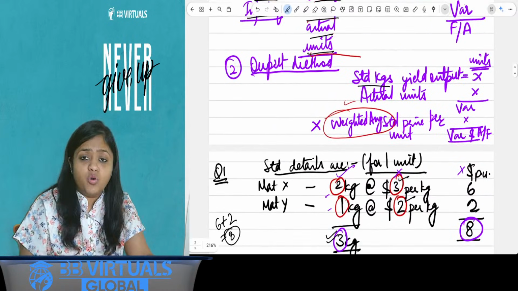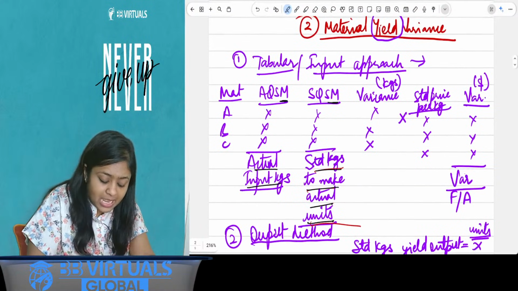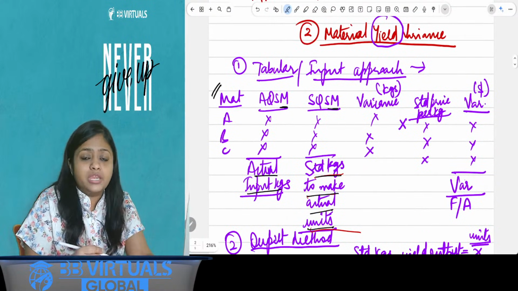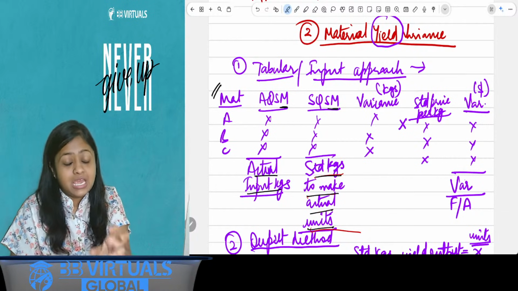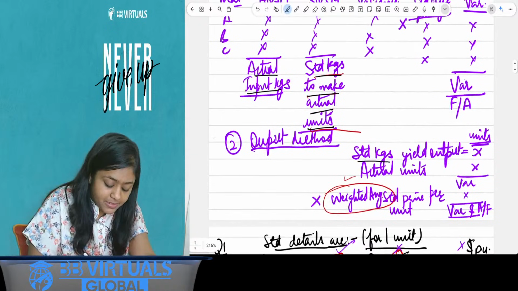Now there is one more method. The tabular method, which I just told you, is known as the input method because we focused on the inputs comparison, right? The second method is the output method.